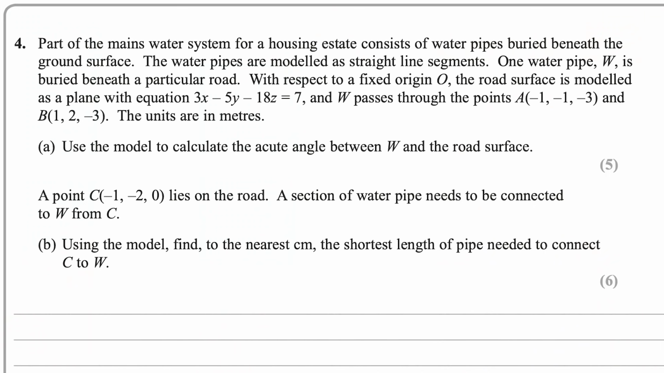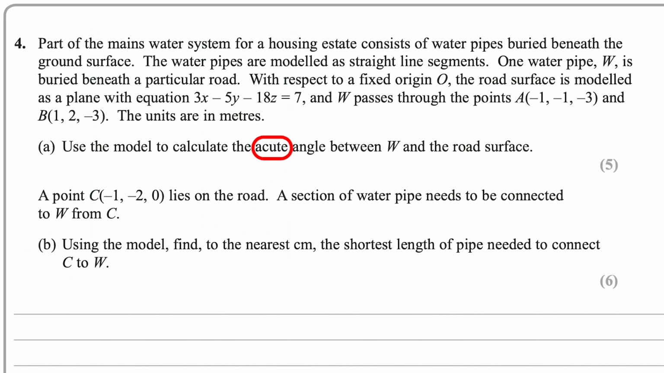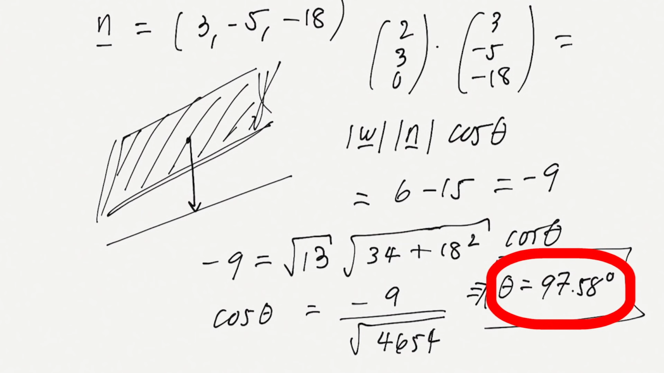So question 4, both of them. The question was asking about the water pipe and the road, and basically was a geometry question about lines and surfaces and planes, normals, all that kind of thing. In the first part of the question, it does actually say find the acute angle between the line and the plane. But my answer, of course, was 97.58 degrees, which is not an acute angle. So I actually needed to subtract off 90, so I should have had 7.58 degrees. So I think I would have lost a mark there.